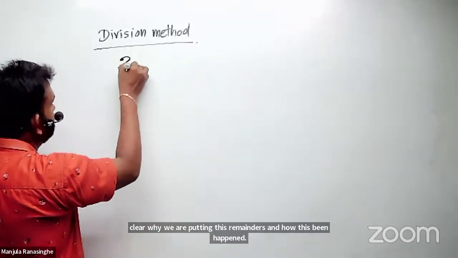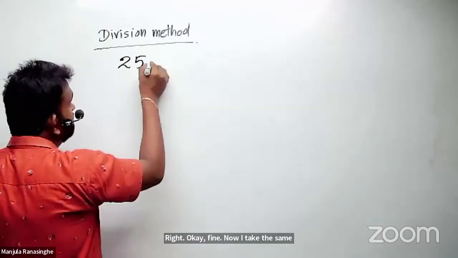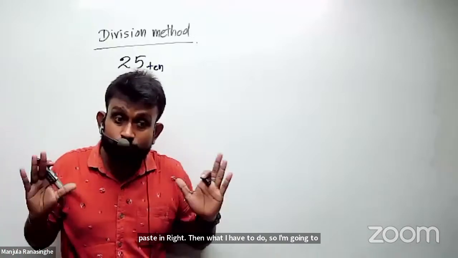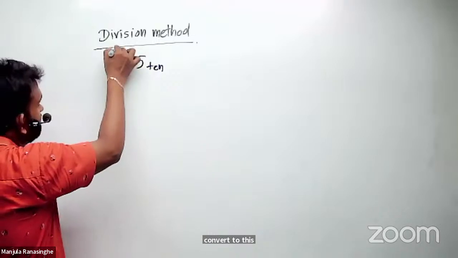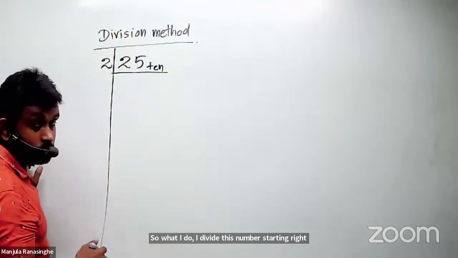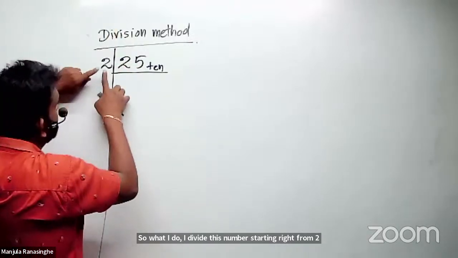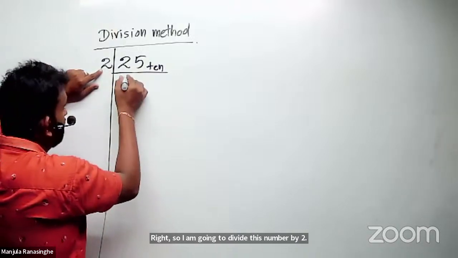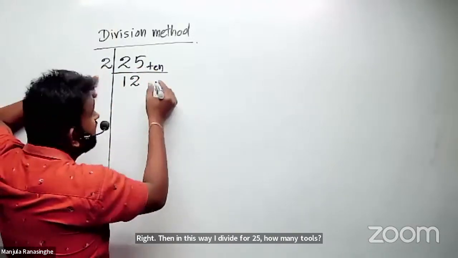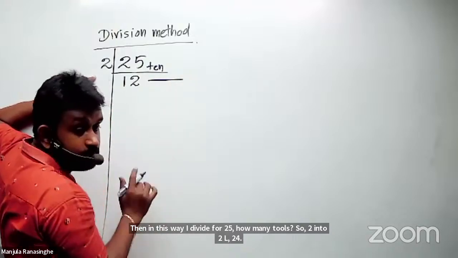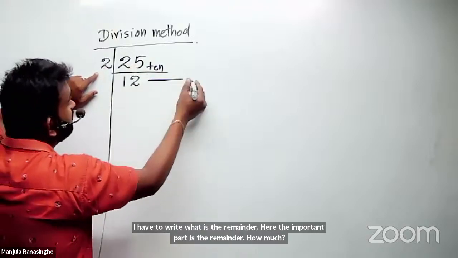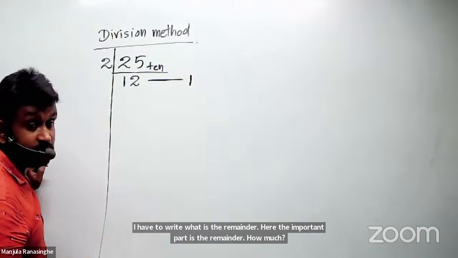Now I take the same example, 25 base 10. I am going to convert this to binary. Binary means base 2. So I divide this number by 2. For 25, how many 2s? 12. 2 into 12, 24. Then I have to write the remainder. Here the important part is the remainder. 2 into 12 is 24, then 1 remainder. So you write the remainder in front of that.